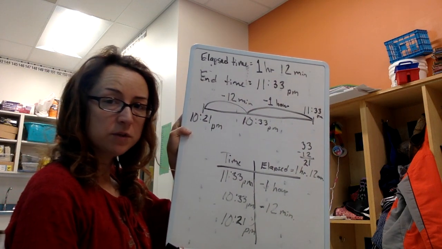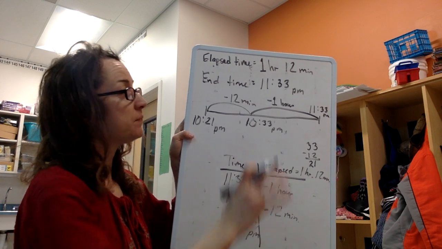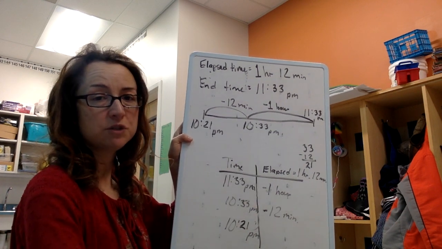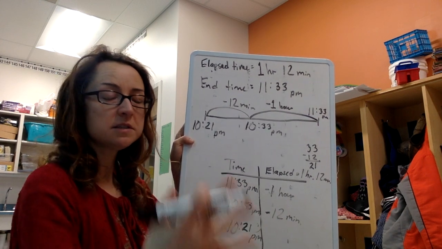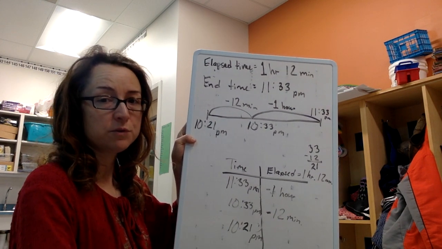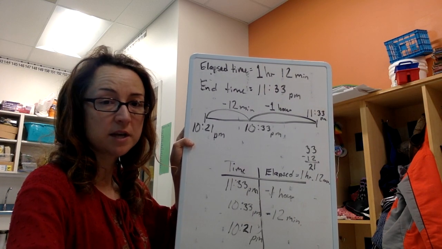So today what you're going to do is look at both some word stories and some general information that gives you elapsed time and end time, and you're going to discover the start time for those particular activities. As you're doing this, if you have any questions, just ask.